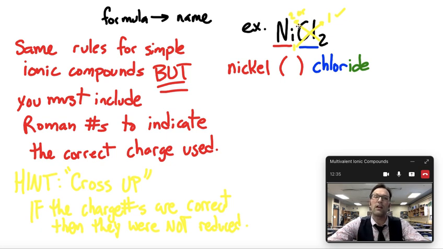Because remember, for nickel, we could have had a 2 or a 3. So the 2 goes up, and that is our charge in there. Very quick, but very effective. So if these are correct, if the anionic charge brought up is correct, then there was no reducing. So here's a couple of examples that I want to show you.